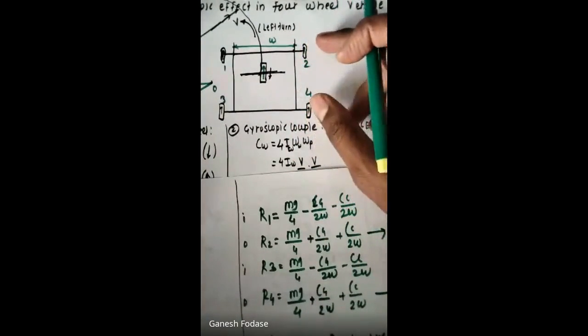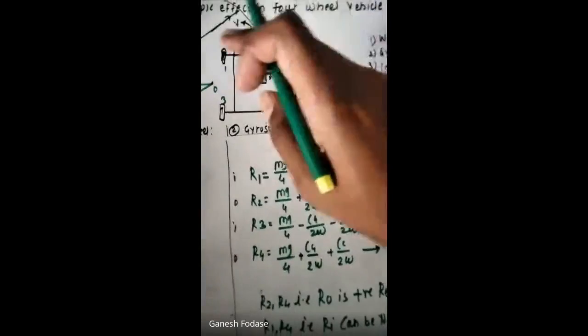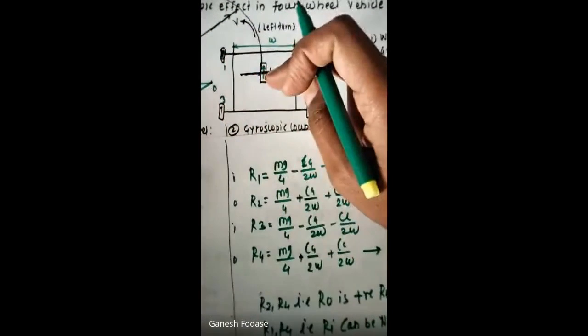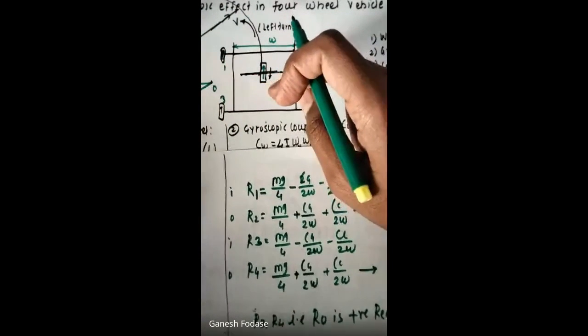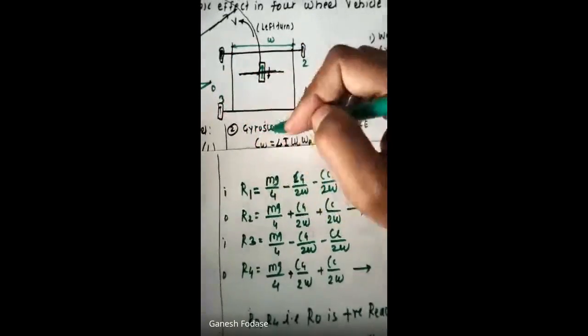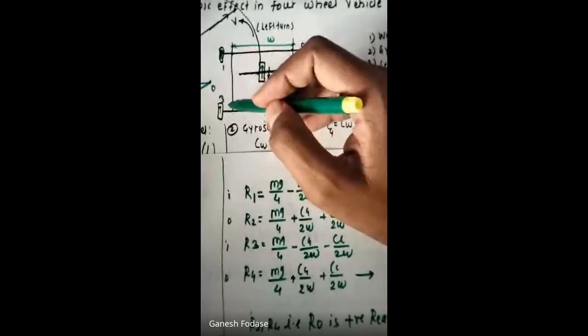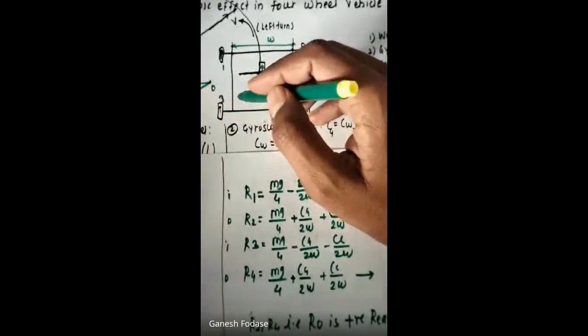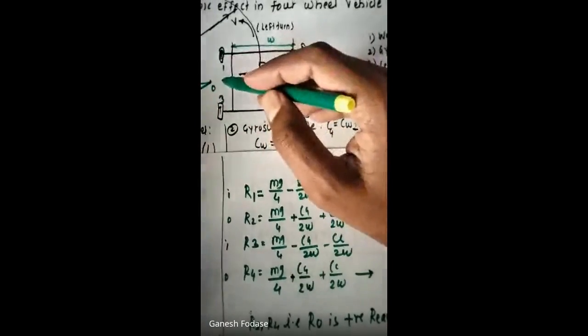So wheels are on the ground. But when reaction gets negative at R1 and R3, okay, it will lose contact with the ground. When reaction is negative, it will lose contact with the ground, and it should not happen.